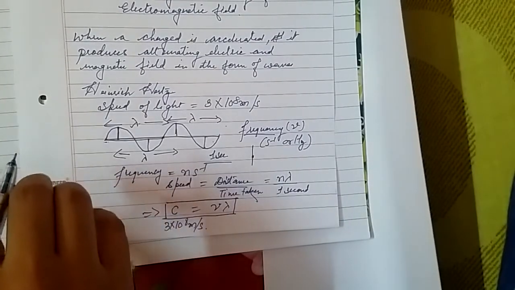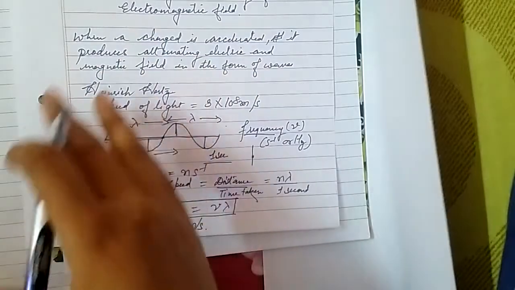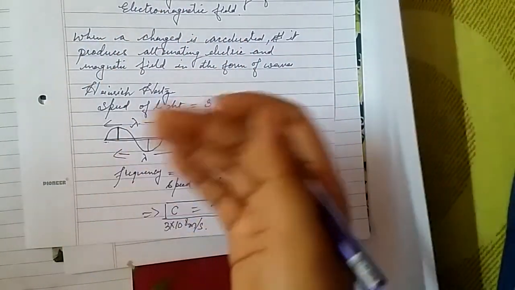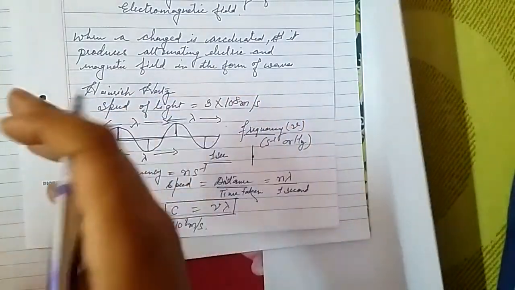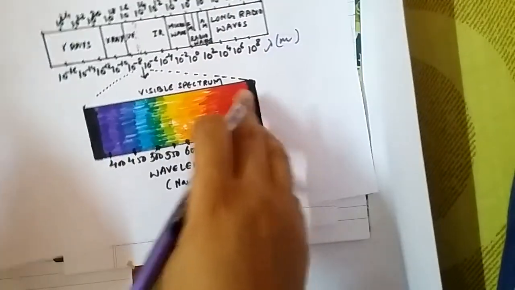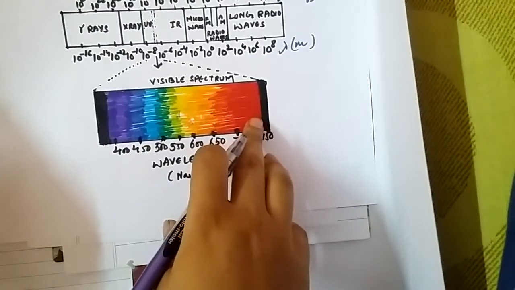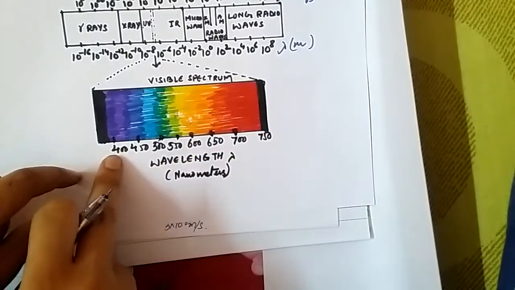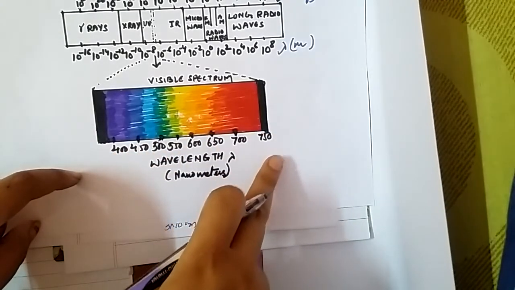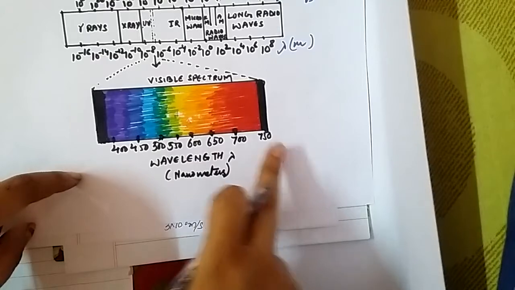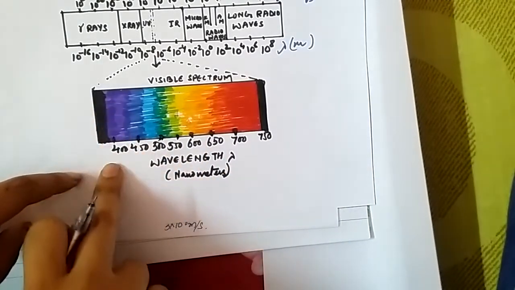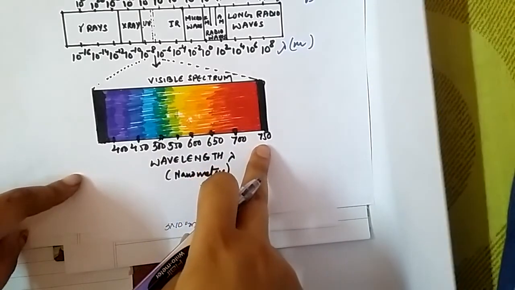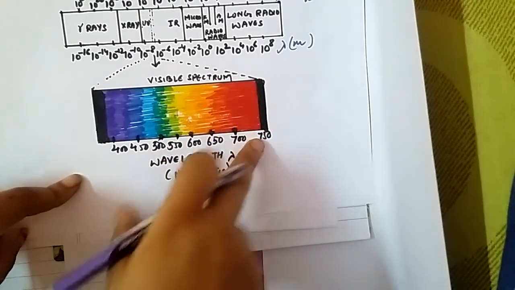So these were the important information about electromagnetic radiation, about the frequencies and wavelengths of electromagnetic radiations, and about the visible spectrum, the light. Talking about the visible spectrum, it has a wavelength range from 400 to 750 nanometer, and violet has the least wavelength, and red has the maximum wavelength of 750 nanometer.